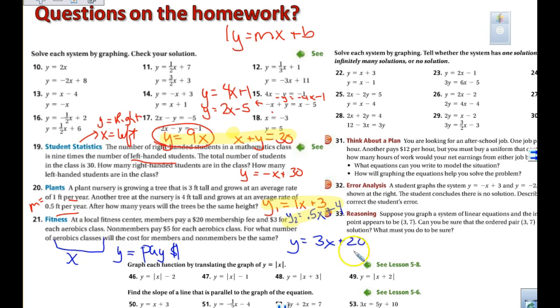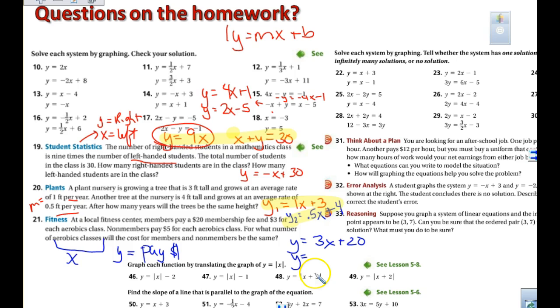Y equals each aerobic class, 3x plus 20. 20 is my initial fee, okay? If I only go to one class, I pay $23 to go to that one aerobic class. That is not a good deal unless I go to quite a few classes, right? Is it a good deal? So if I'm thinking of being a non-member and I just want to go take that aerobic class, what is that possibly going to look like, Sam?